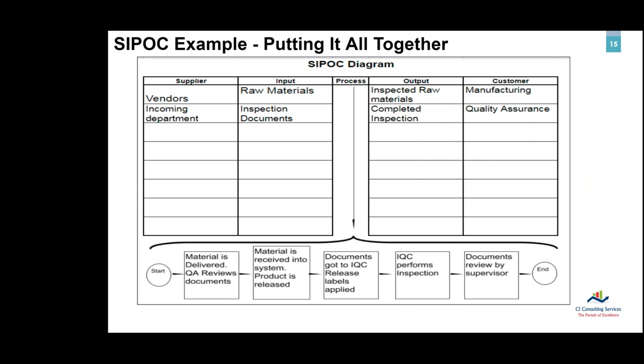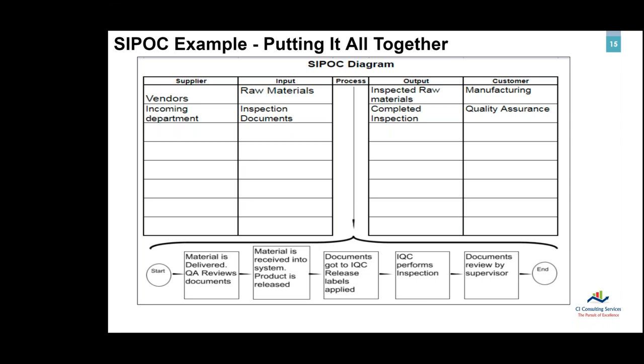Now, notice just based on the way these process steps are marked, you can see what the project is focused on. After all materials are delivered, QA reviews the documents, and the product is released. But of course, released in this case didn't mean that it's available for use. It means that it's recognized as being in the system, but still on quality hold until the incoming quality folks can review it, sign off on it, and then it's released for use to production.